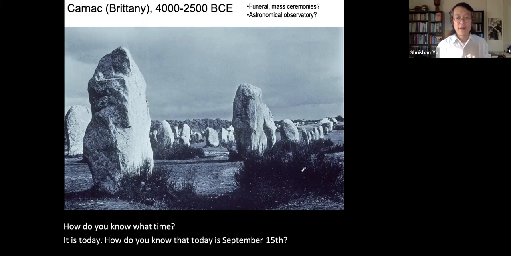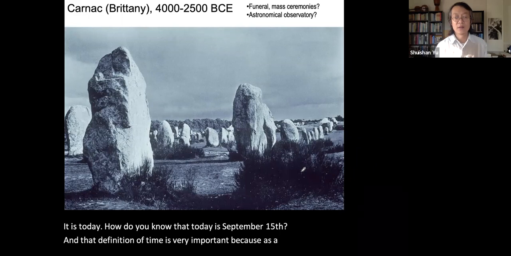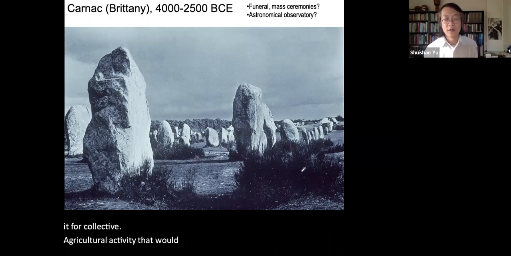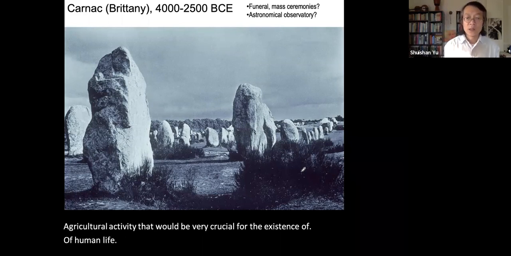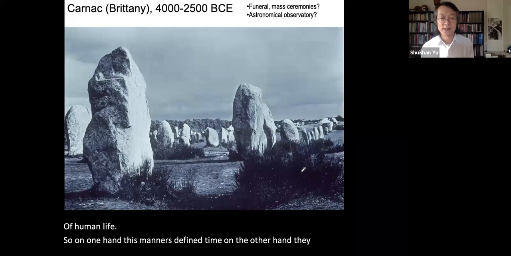And that definition of time is very important, because as a society, you need it for collective agricultural activity. That would be very crucial for the existence of human life. So on one hand, these menhirs defined time. On the other hand, they also define space.